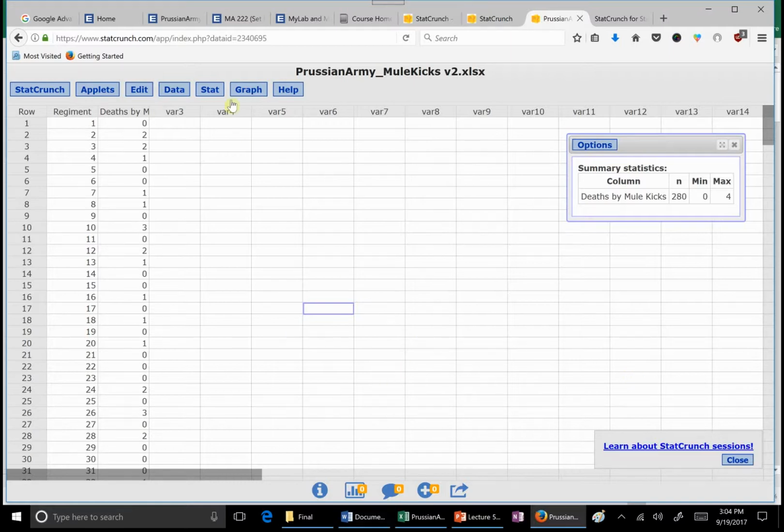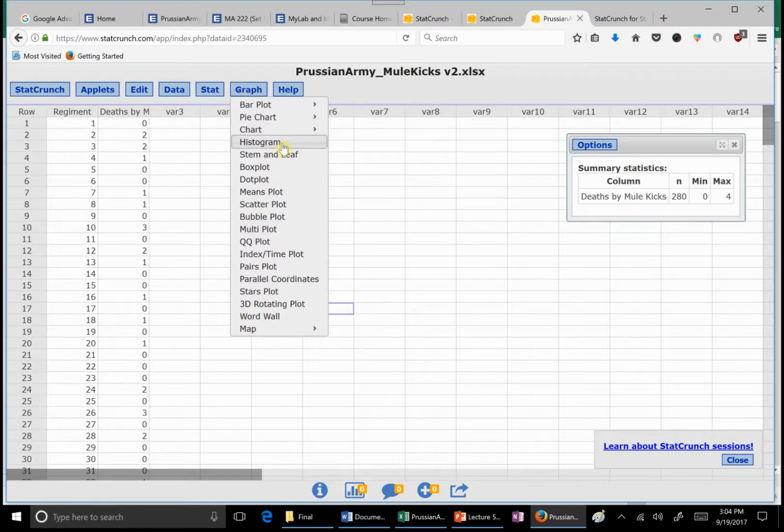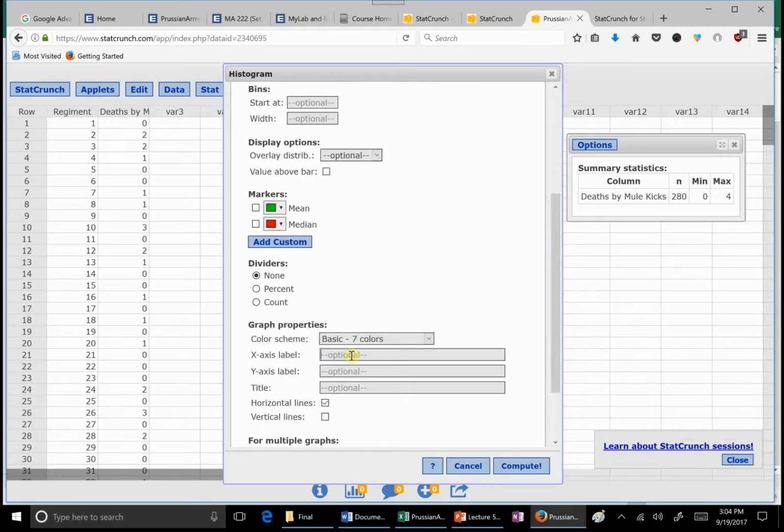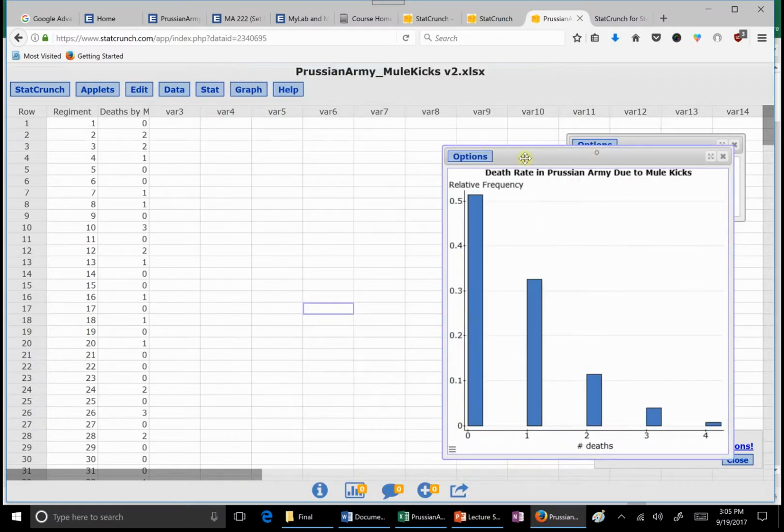So, go up here to graph, histogram, deaths by mule kicks. I'm going to plot relative frequency. Okay. And the X label is going to be number of deaths, relative frequency, and this will be death rate in Prussian Army due to mule kicks. And you go ahead and hit compute. All right.